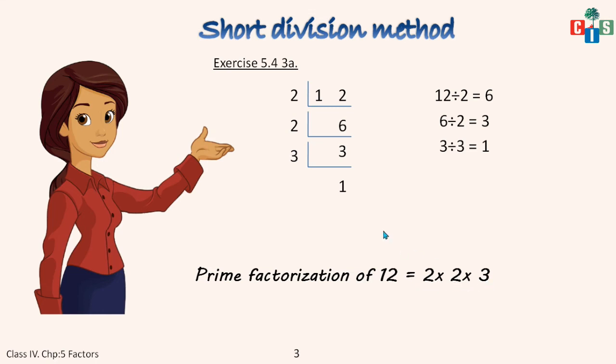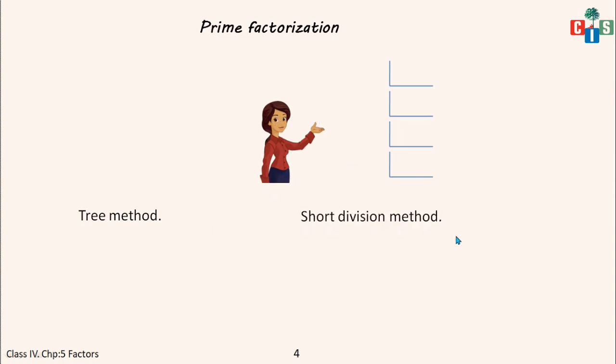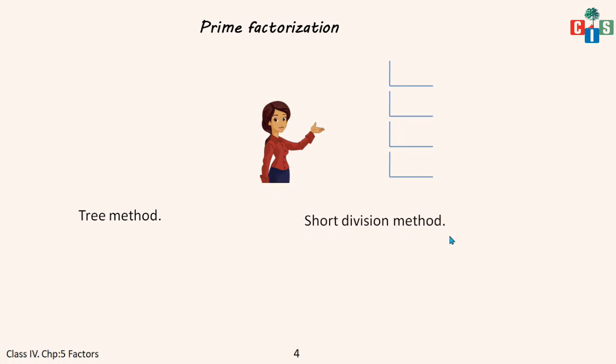Okay. Now let's just quickly revise. Whenever you are asked to find prime factorization and no method is specified, whether tree method or division method, you can choose by yourself. You can do it by either the division method or the tree method. This is the tree method, this is the short division method. Whenever nothing is specified.